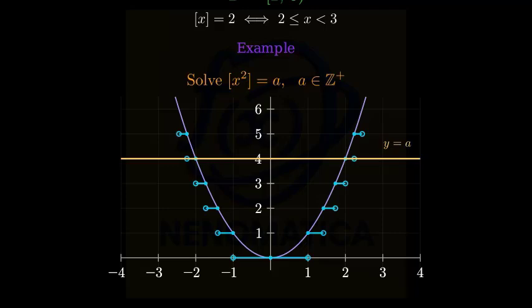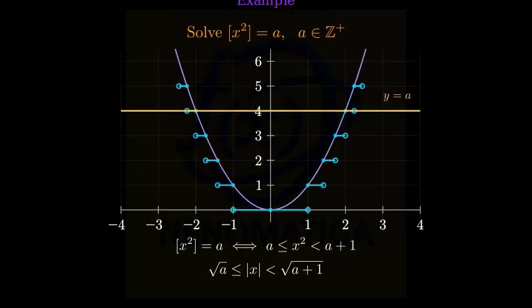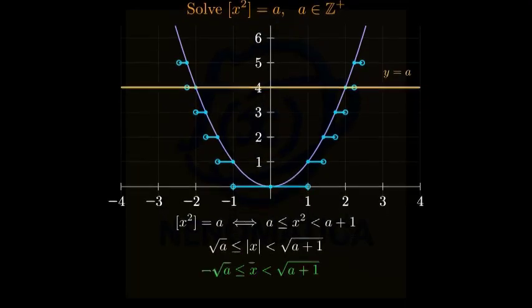From the definition of the floor function, floor of x squared equals a if and only if a is less than or equal to x squared, and x squared is strictly less than a plus 1. Taking square roots gives square root of a is less than or equal to the absolute value of x, and absolute value of x is strictly less than square root of a plus 1. That splits into two x intervals.